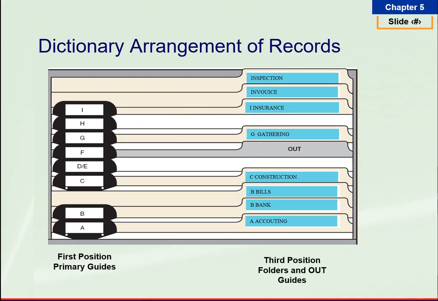So this is an example arrangement of records when you open a drawer. If you can see, the black one is the primary guide. The primary guide is supposed to be according to alphabetic order A to Z. But now, for example, we have A to I. So for B, can you see the primary guide for B? We have B for bank, B for bills. Again, we arrange this according to the alphabetic order, BA and BI.